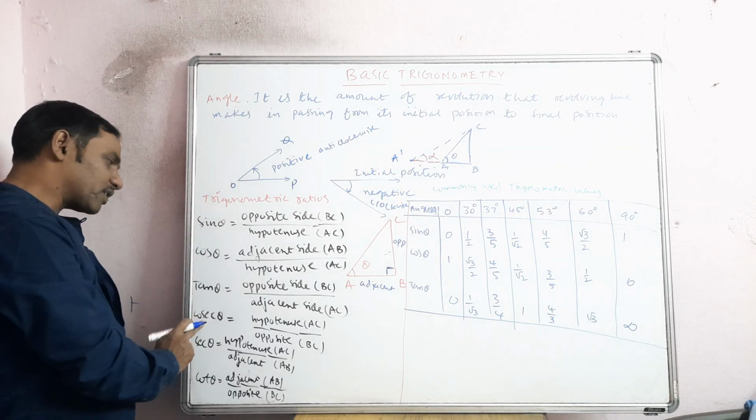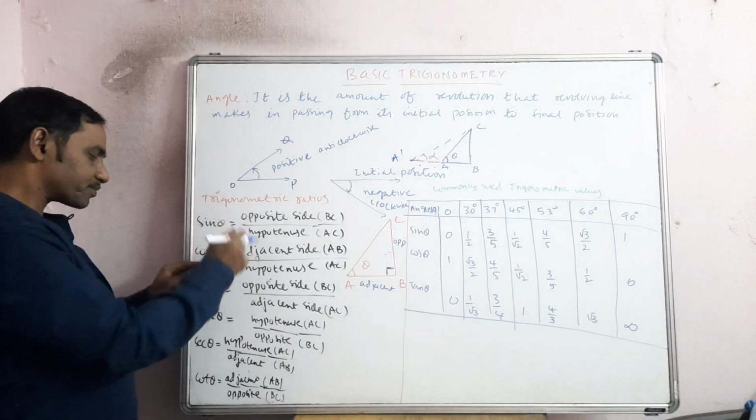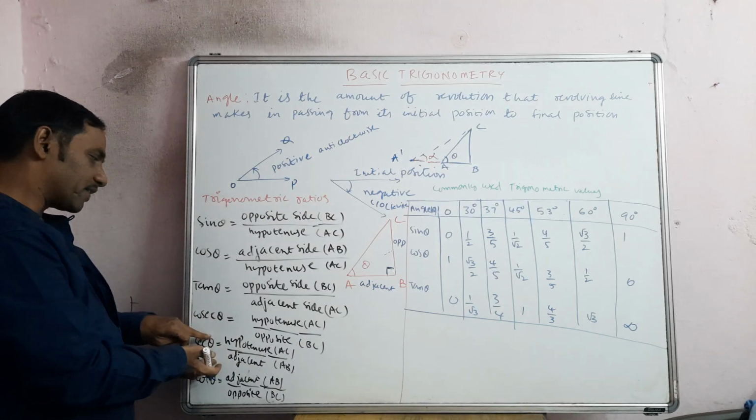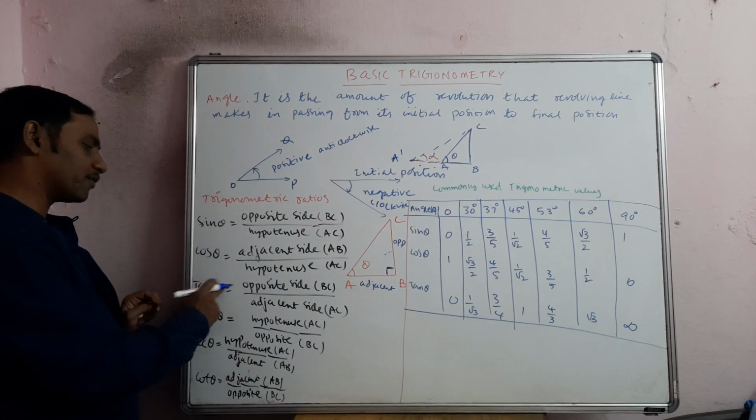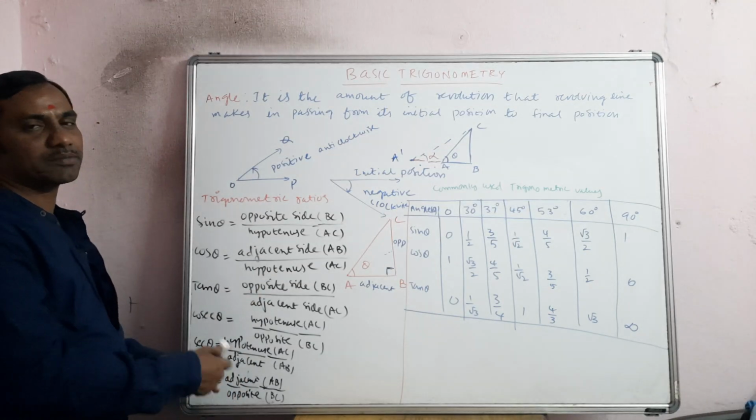Now see sin, cosec, tan. The cosec will be the reciprocal of sin, meaning upside down. Sec theta will be the reciprocal of cos theta, and cot will be the reciprocal of tan. If tan is opposite by adjacent, then cot will be adjacent by opposite, like that.